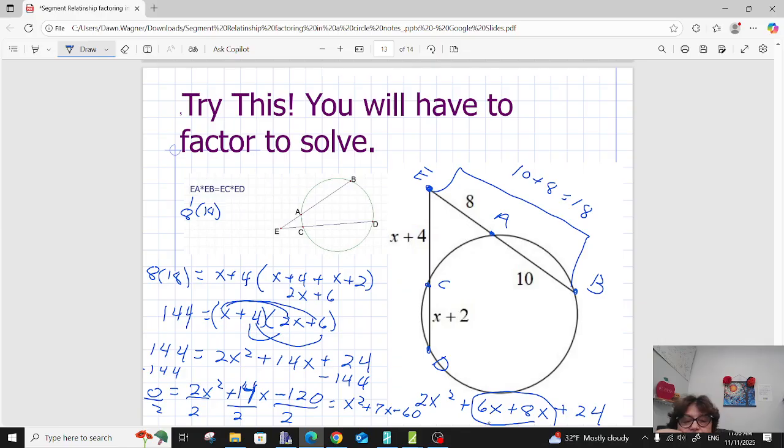What's 8 plus 6? Okay, x times 2x is 2x squared. X times 6 is 6x. 4 times 2x is 8x. 4 times 6 is 24. When you combine your like terms, you get 14x.